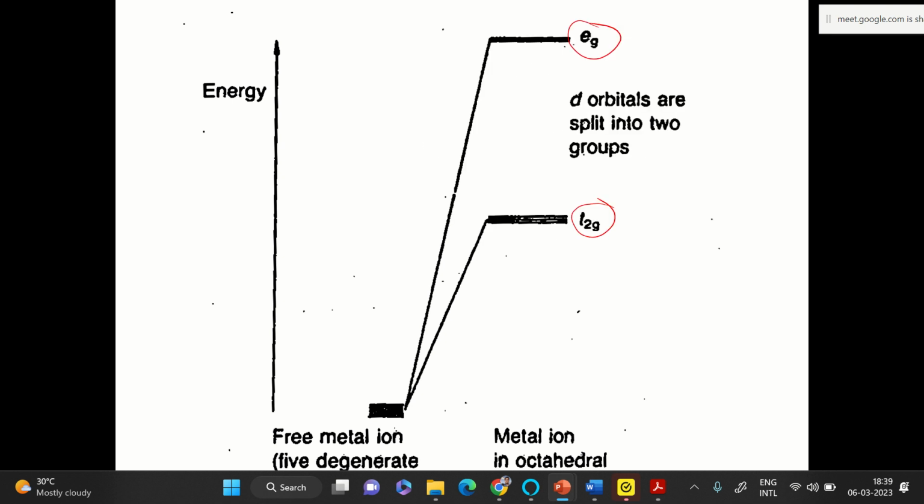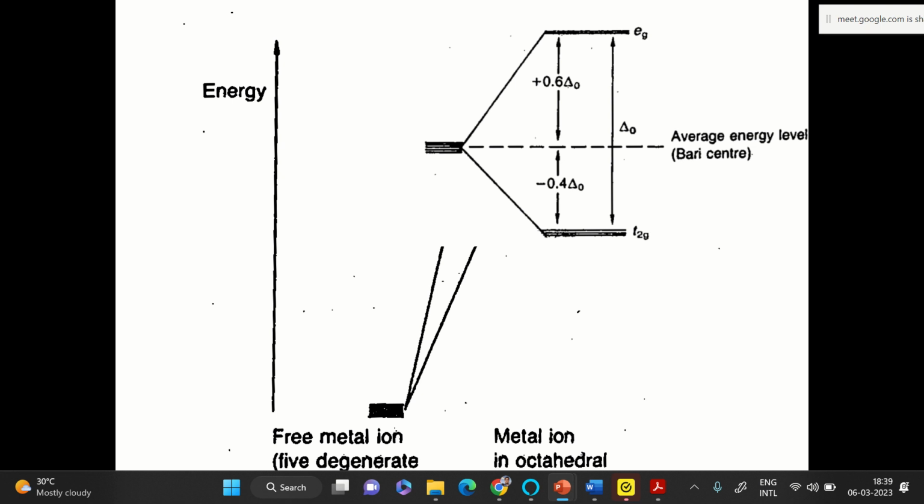And then we consider the average increase from this situation to here. That is the statistical average, which we now call the barycenter. With respect to this, we can define that the energy has been raised by plus 0.6 del naught for the eg set, and energy has decreased for the t2g set. So your reference is important. This reference that we were talking about, I am emphasizing it again and again because people make mistakes over this point.